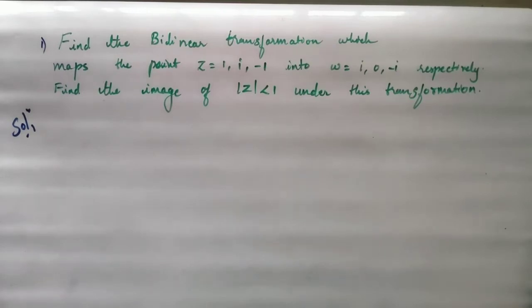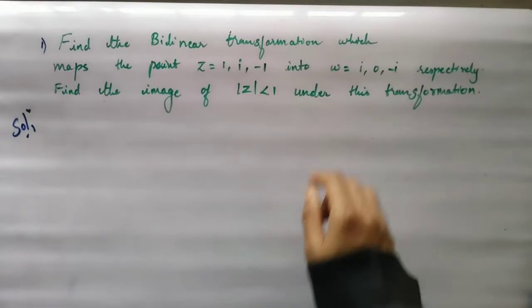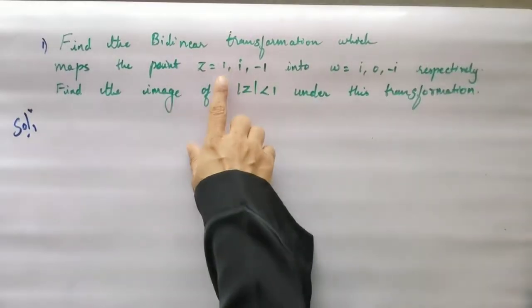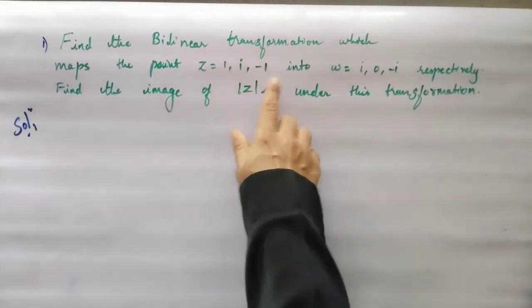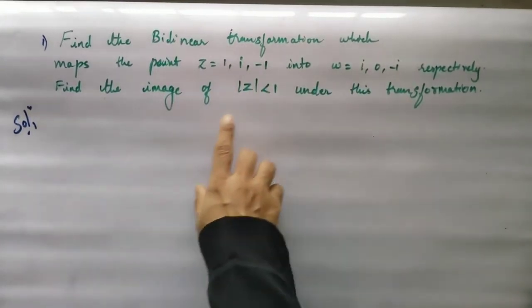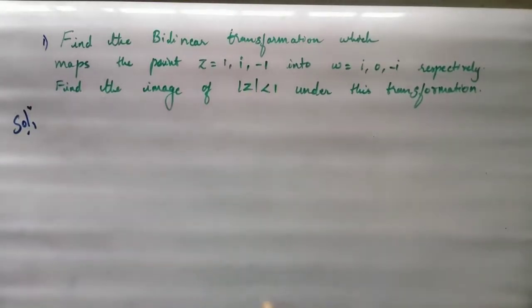First of all, you are going to work for the bilinear transformation which is mapping these points to these points. The image under that transformation for the points is given to you, and you are going to work for the transformation. After that, you are going to find the image of this |z| < 1.